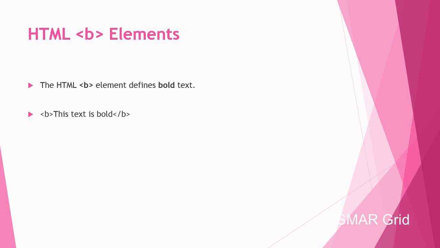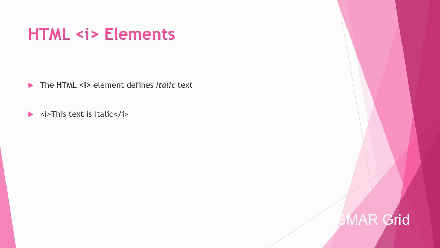The HTML bold element defines the bold text. Here is an example where you can place the B element at the starting and ending of the tags around the text or the statement. Next is italic, where this is an example of text in italic. You can place this I element at the starting and ending tags in between a paragraph, word, or statement.